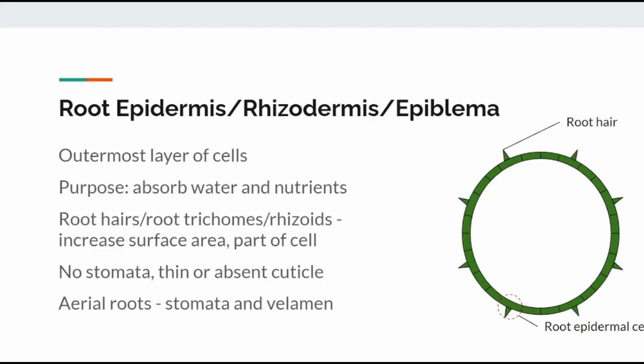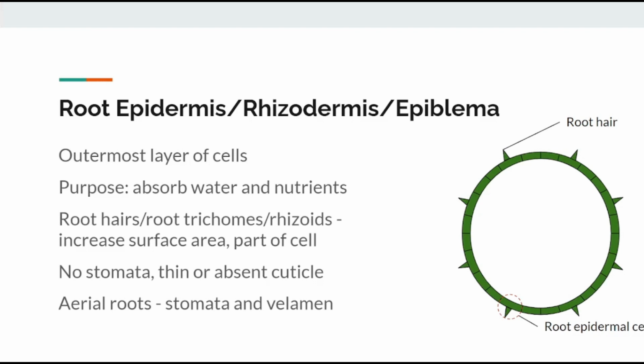The root epidermis also has root hairs, also called root trichomes or rhizoids, which aid in the absorption of water by increasing the absorptive surface area. It is important to note that root hairs are not separate structures from the epidermis. They are simply tubular extensions of already existing root epidermis cells.